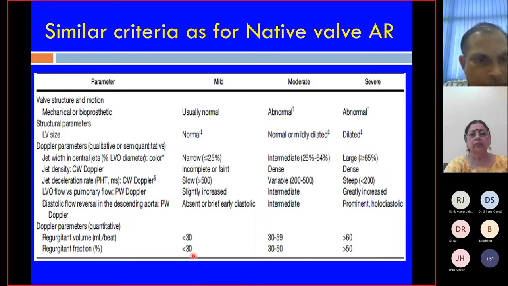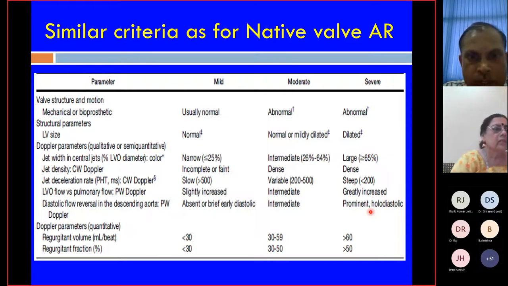So these are the parameters, as I have already said. If you find a dense continuous wave Doppler contour, pressure half time less than 200, or holodiastolic flow reversal in the descending thoracic aorta, these indicate severe aortic regurgitation. Also, you can measure the regurgitant volume and regurgitant fraction.